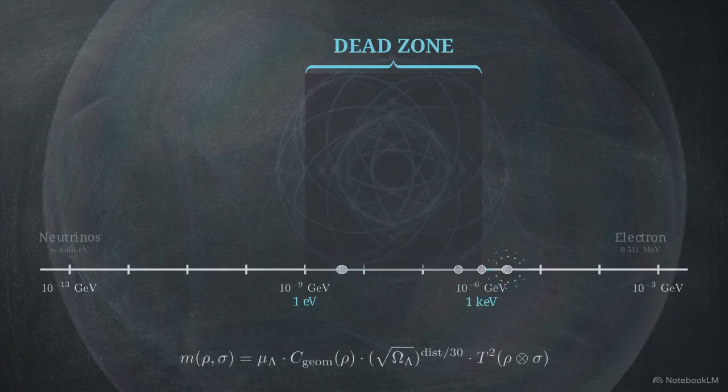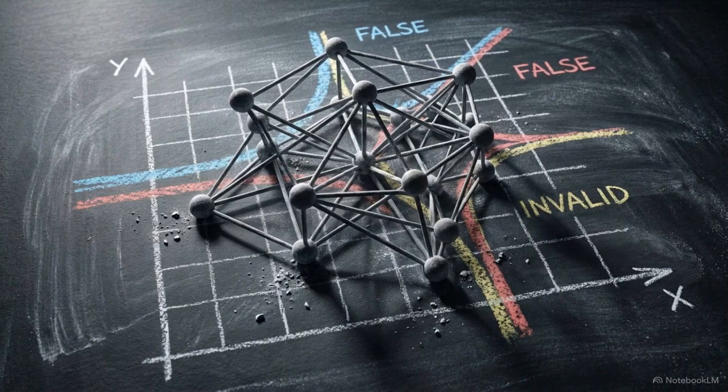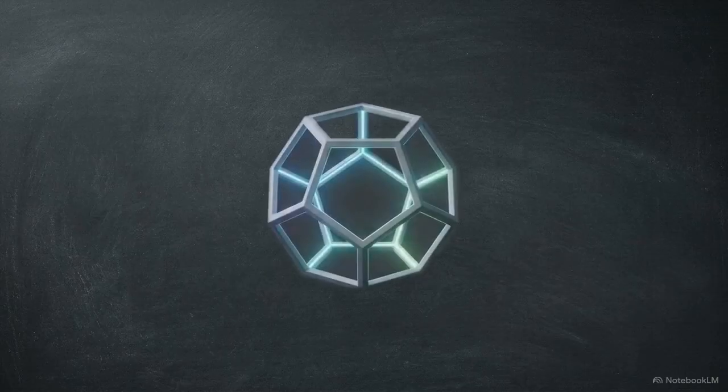The formula generates 6 entries populating the electron volt to kiloelectron volt dead zone. At rank 16, the theory makes an explicit, testable prediction, an undiscovered state at exactly 349 megaelectron volts. A mathematically rigorous theory must provide a roadmap for its own validation on testable grounds. There is a final proof involving the weak force.